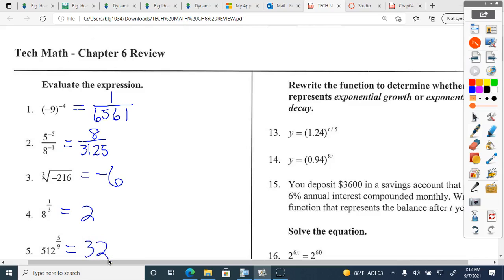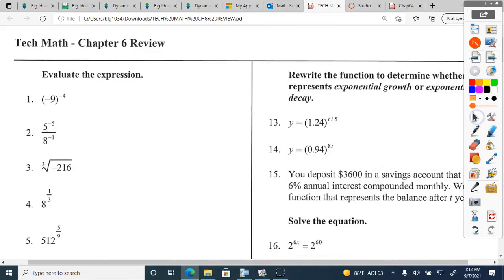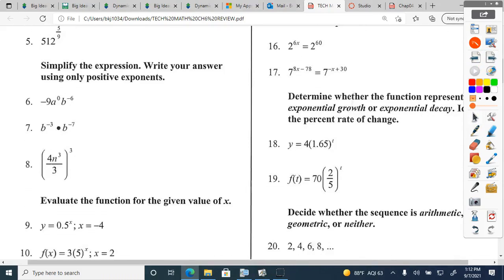Okay, all you got to do is make sure you type it in the calculator just like it is on your paper. If there's parentheses, put parentheses. If there's not parentheses, don't put parentheses. Everybody with me? Yes, sir. Okay. All right. The next few here, 6, 7, and 8.